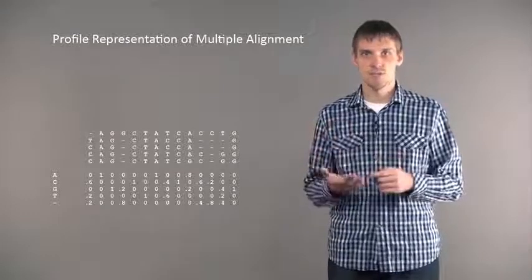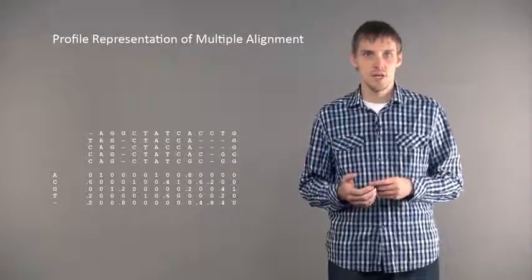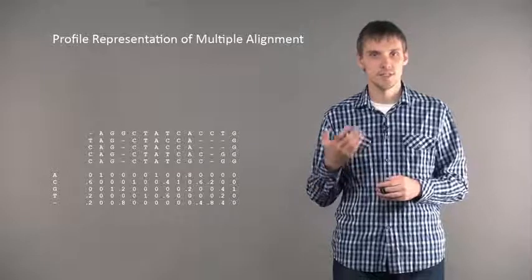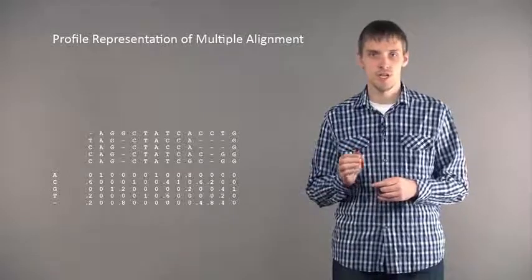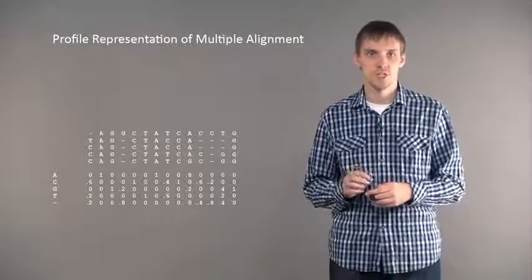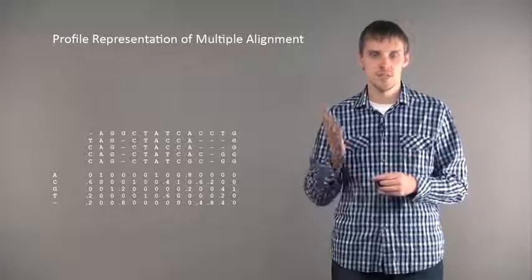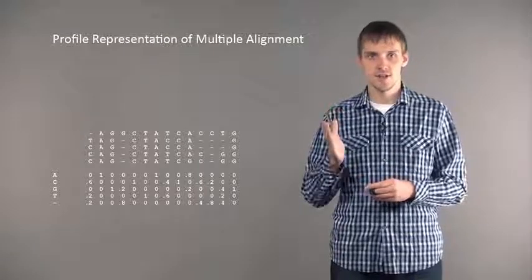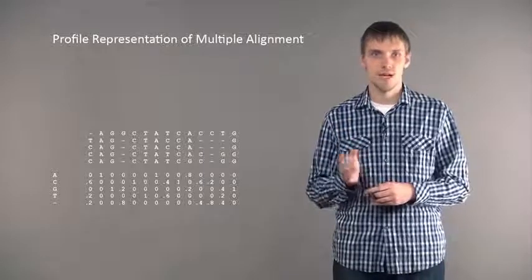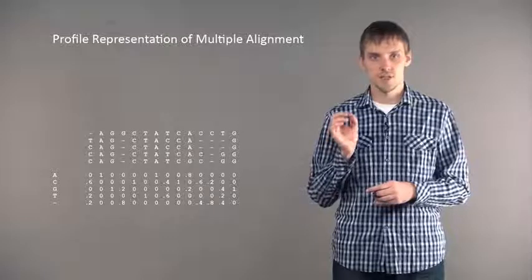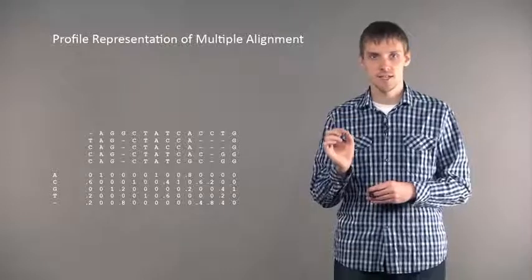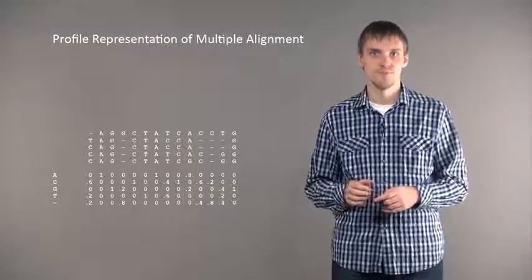Let's consider the profile representation of a multiple alignment. We had profiles before in this course, and a profile is usually a probability for each letter to occur in each column. So for these sequences, you can see that the first column contains 0 A's, 1 T, 3 C's, and 1 gap. The probability of C is 0.6, and the probabilities of T and the gap are 0.2.